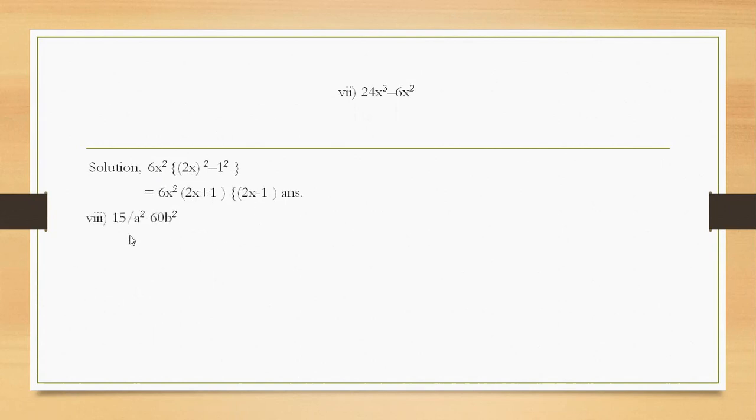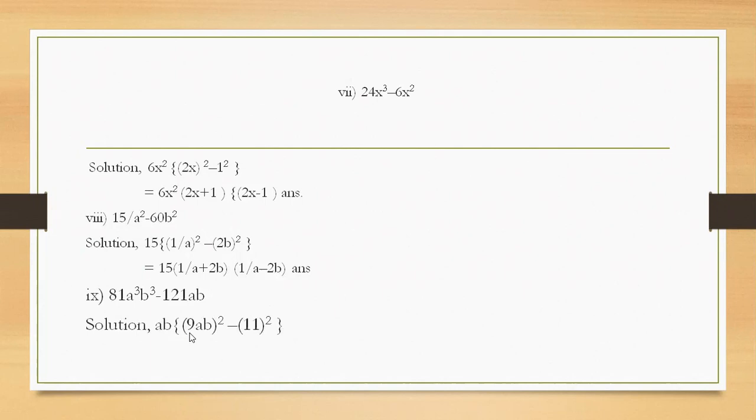Okay, children. Similarly, here also 15 is common, then you will get 1 by a whole square, then 2b whole square. 2b whole square means 4b square. Then we can write here 15, 1 by a plus 2b, 1 by a minus 2b. Similarly, here also look at children, ab is common, then 9b whole square. 9b whole square means what will it be? 9ab whole square means 81 a square b square. And here 11 square means 121. ab is common already. Then we can write ab into 9ab plus 11, 9ab minus 11. Okay, children, here there should be a bracket.